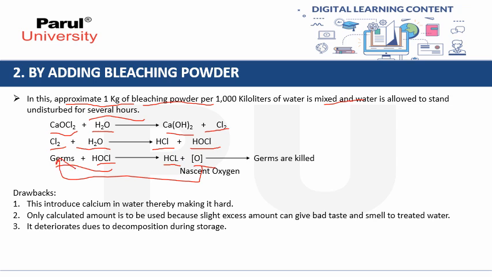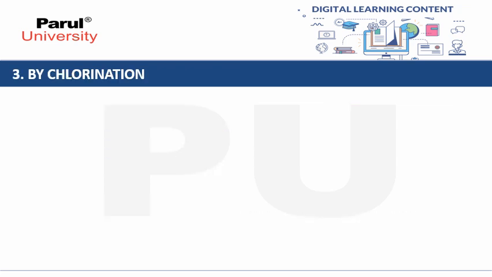The drawback of using bleaching powder is that it introduces calcium in the water, thereby making it hard again. Only a calculated amount of bleaching powder is to be used because a slight excess amount can give a bad taste and smell to the treated water. And the third drawback is that it deteriorates due to decomposition during storage.